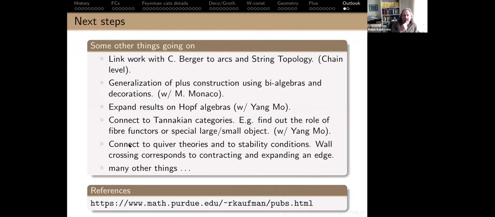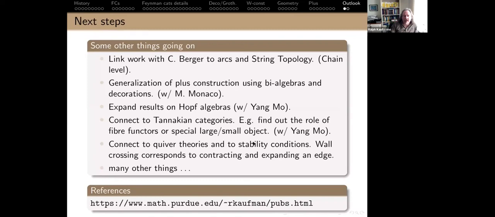Right. So what are some other things going on? We're continuing to work with Clemens on the chain level, which gives us, I mentioned that result, cellular chains and string topology and all this kind of fun stuff. There is a generalization of the plus construction. I'll get back to that. There's an expansion of these Hopf algebra structures we can look at with a student of mine, Yang Mo, and if we figure this one out, that also will connect to Tannakian categories and quantum groups, in a sense, the way that they're introduced in Manin's book. You can connect this directly to quiver series. That's already done in the representation theory paper.